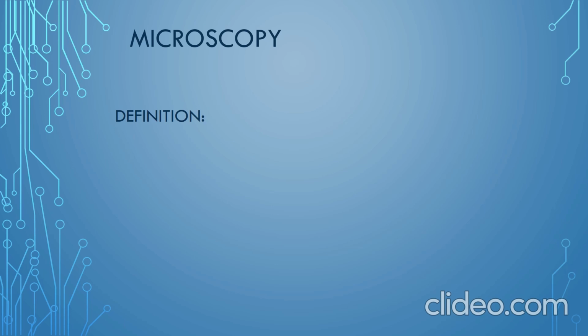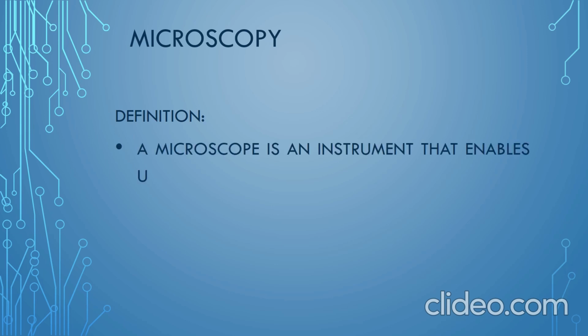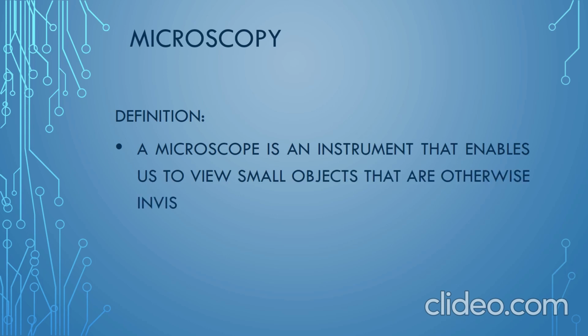So what is meant by a microscope? As a definition, a microscope is an instrument that enables us to view smaller objects that are otherwise invisible to our naked eye. Means it magnifies. So the terms will be explained later. What is microscopy? An act of using a microscope, the instrument, to visualize the smaller objects is called microscopy.